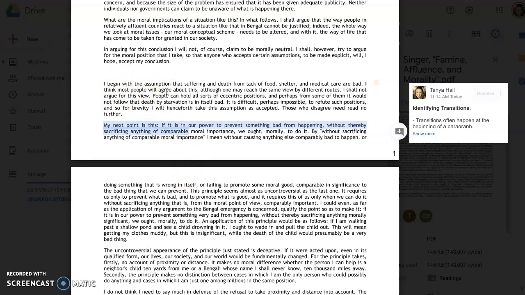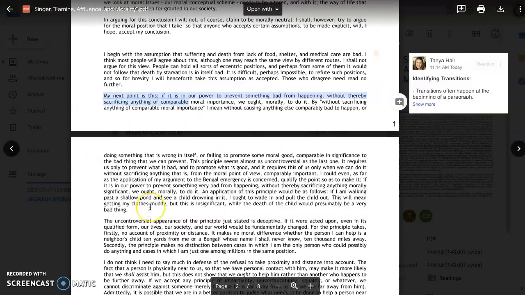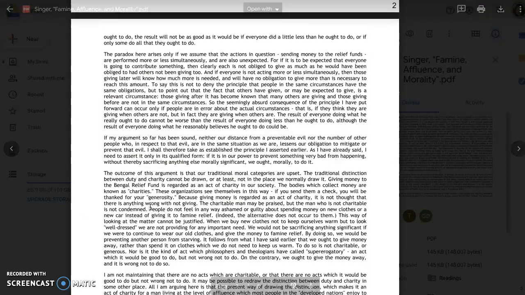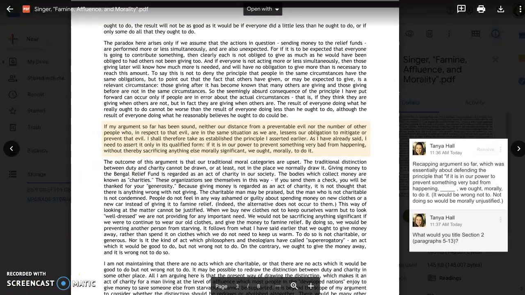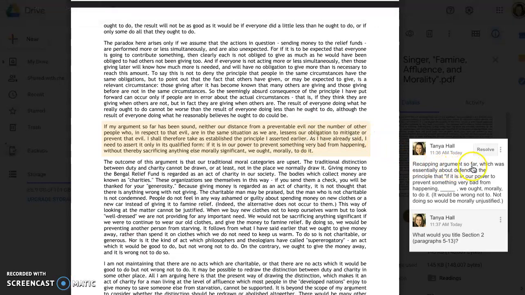And if you aren't on board with death by starvation is bad, well, you're not going to get anything out of the rest of the argument. So this is part of the big picture argument, but this section is about arguing for this principle. So I'm going to make a note of that. So I've noted that this paragraph is recapping the argument so far, which was essentially about defending the principle that if it's in our power, blah, blah, blah.